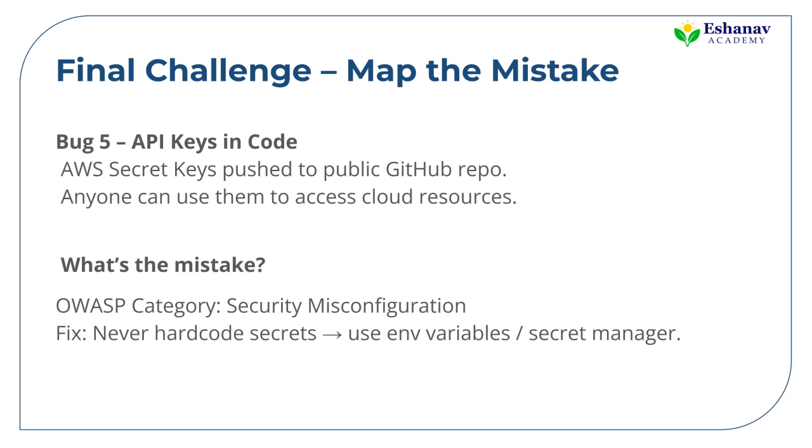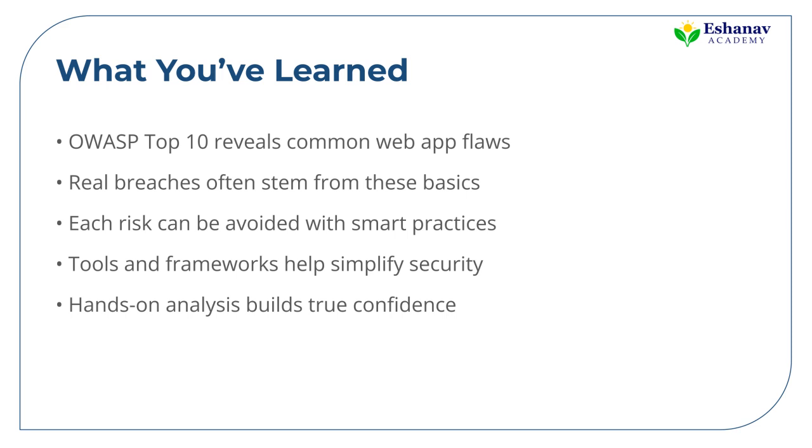And that's the challenge. Every bug you just saw comes from the OWASP Top 10 list, the most critical security risks developers need to know. Remember, every line of code can either open a door for attackers or close it shut. You've just gained a powerful awareness, one that protects code, companies, and careers. The OWASP Top 10 isn't just a list, it's a reality check.